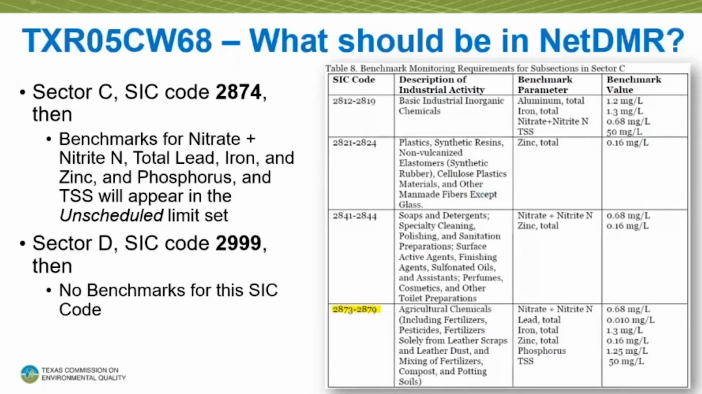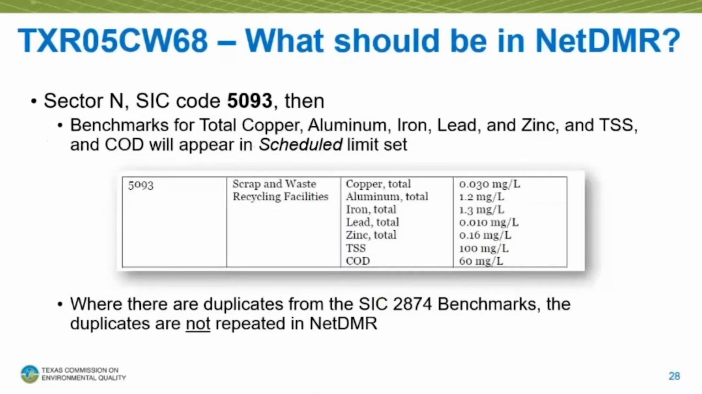They also identified that they were SIC code 2999 under sector D, and there are no benchmarks for that SIC code. So that particular activity isn't going to translate into any benchmark monitoring within the NetDMR system. And then for their third SIC code of 5093, which is under sector N, there are some benchmarks for that. So they're going to see total copper, total aluminum, total iron, total lead, total zinc, TSS, and chemical oxygen demand in that unscheduled limit set.